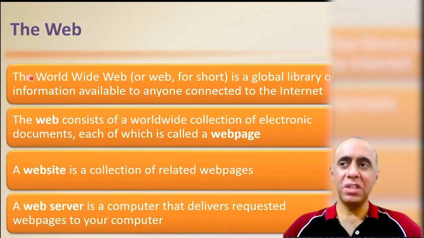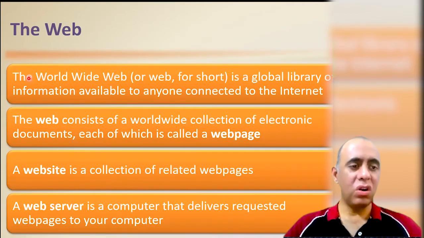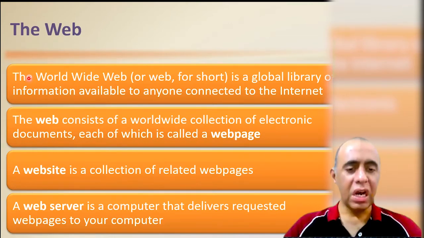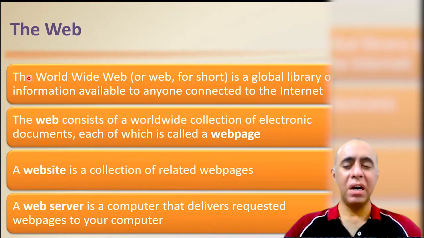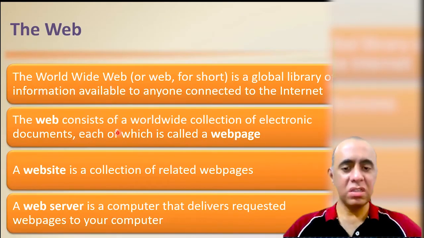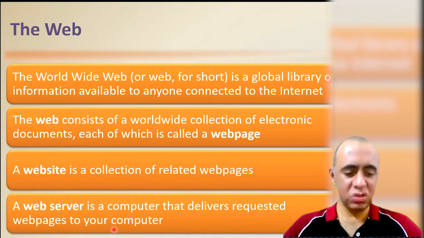And the World Wide Web is a logical entity which is built on top of all of that physical implementation. These are a set of standards, you can say, which govern how we communicate on the internet, how we talk to each other in ways which are defined very well using standards laid out by the people who maintain the World Wide Web, right? So the web, in short, consists of a worldwide collection of electronic documents. Each of them is called a web page, and a website is a collection of related web pages, and a web server is a computer that delivers requested web pages to your computer.